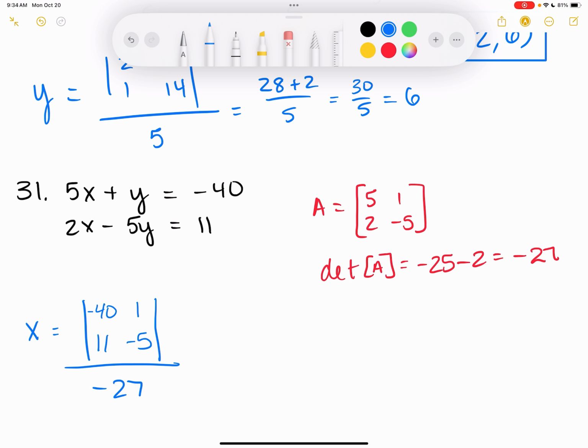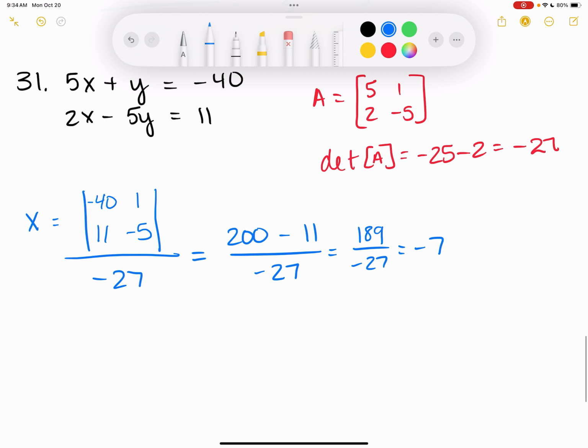So then negative 40 and negative 5 is 200, minus 11 and 1 is 11, over negative 27. So what is that? 189 over negative 27. I don't feel like doing that by hand right now. It's 7. Yep. Negative 7. Because the 9 would have to be 49, and sometimes 7 is 49. So it's your x coordinate.